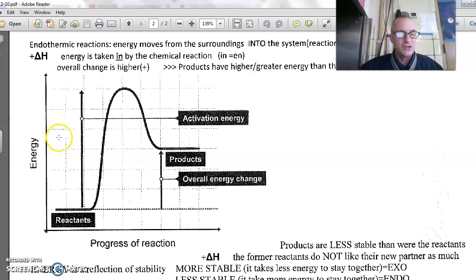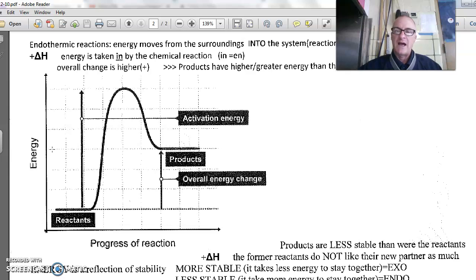If they have greater energy, then they must have less stability. So it'd be easier to break the products apart. How much energy would it take to break the products apart? The same amount that was released when the products formed. But endothermic, that meant energy was taken in. This is how much we started with. This is how much we ended with. The energy went up, so it had to take in energy.